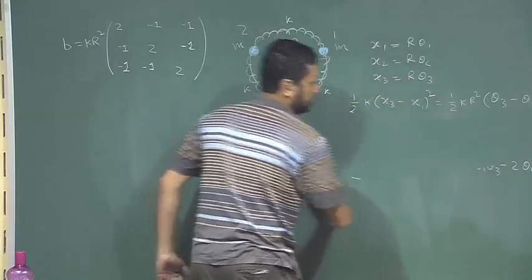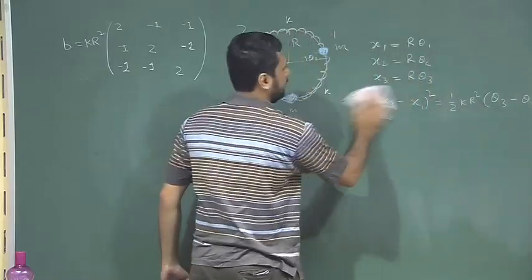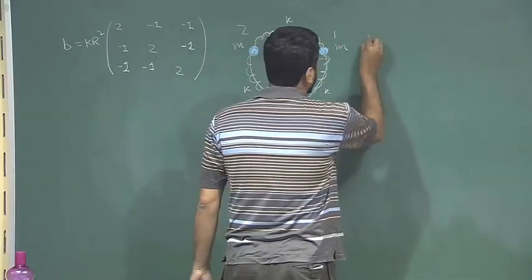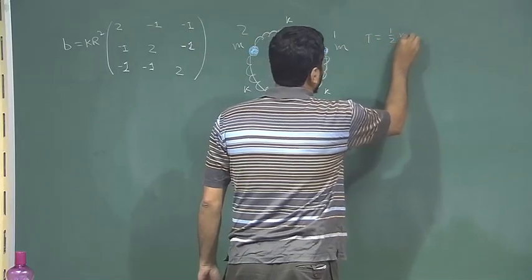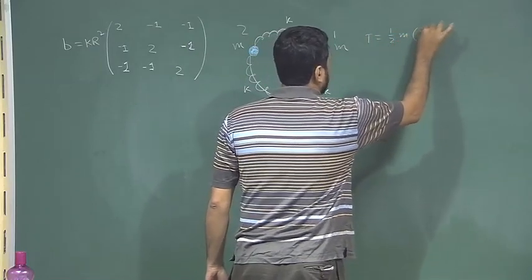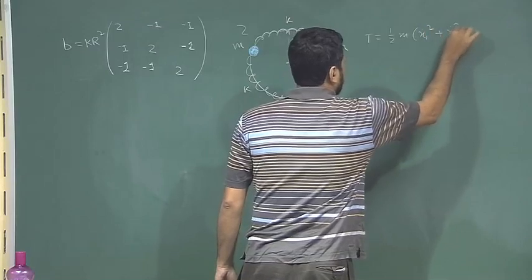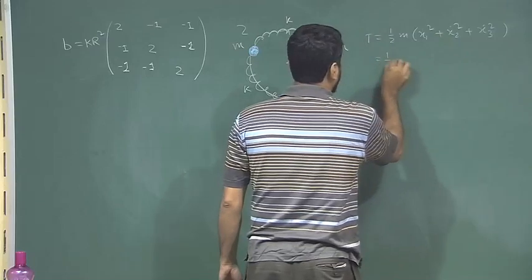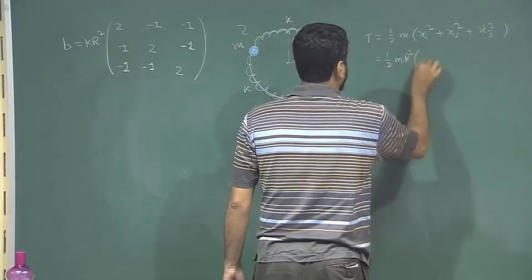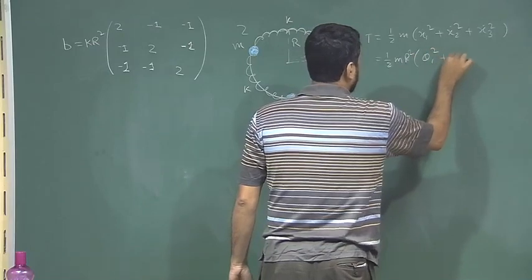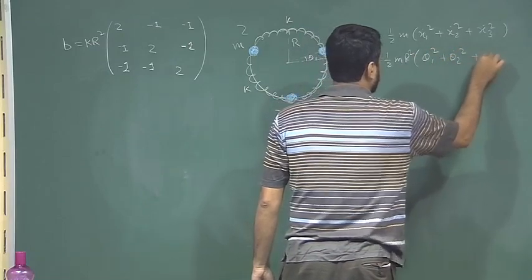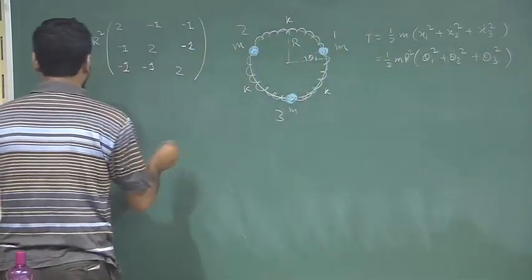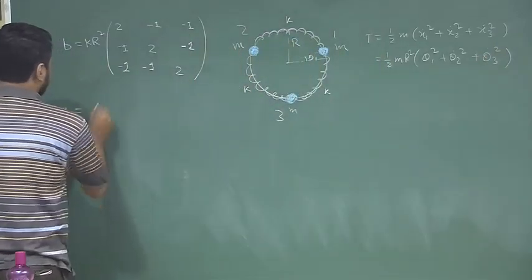Oh, sorry, I should not have removed it anyway. So, sooner or later you have to do it. Now, kinetic energy is pretty straightforward, because T will be half m (x1 dot square plus x2 dot square plus x3 dot square). It will be half m r square (theta 1 dot square plus theta 2 dot square plus theta 3 dot square), right.